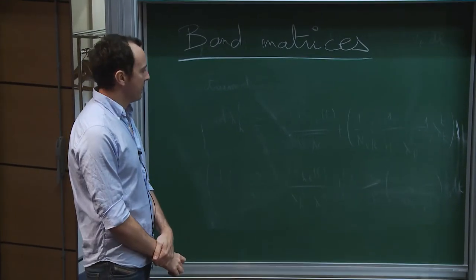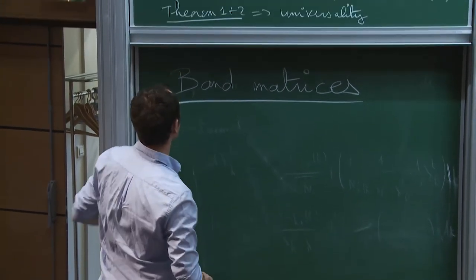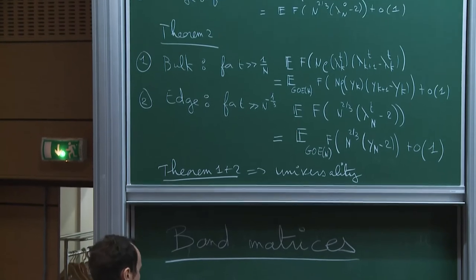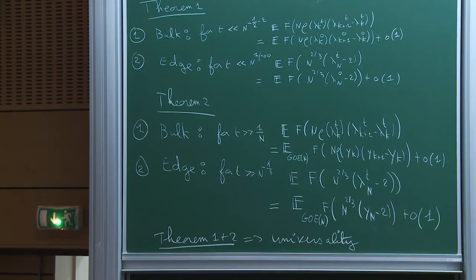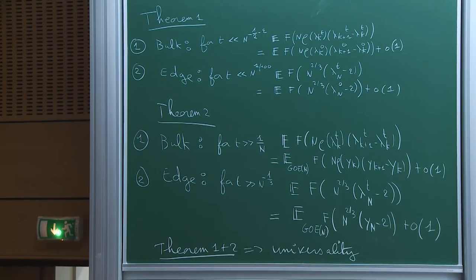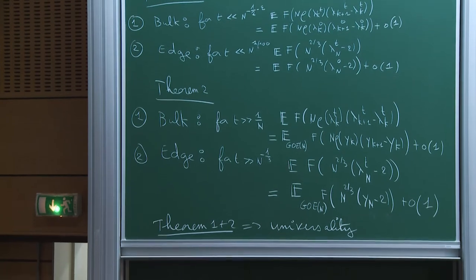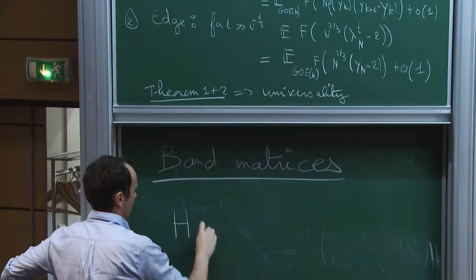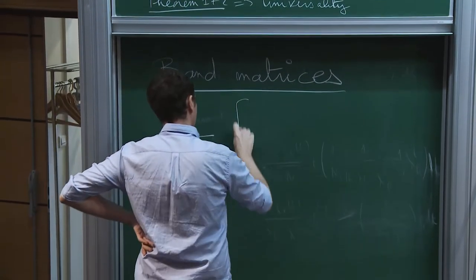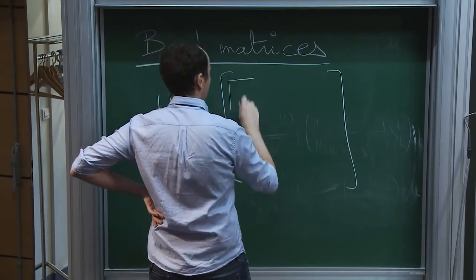So for band matrices, it's good I still have these statements here. Now here is a classical problem, which is also related to the so-called Anderson transition that was probably mentioned by Simone last week. You now don't consider a Wigner matrix, but you consider a matrix with entries being only close to the diagonal.